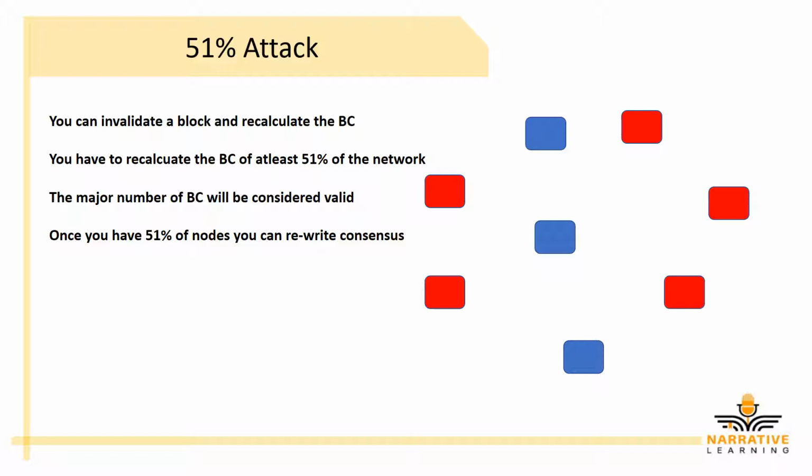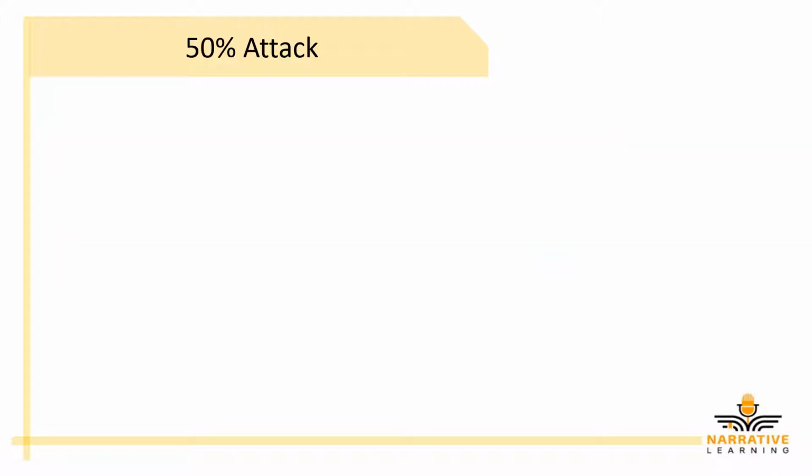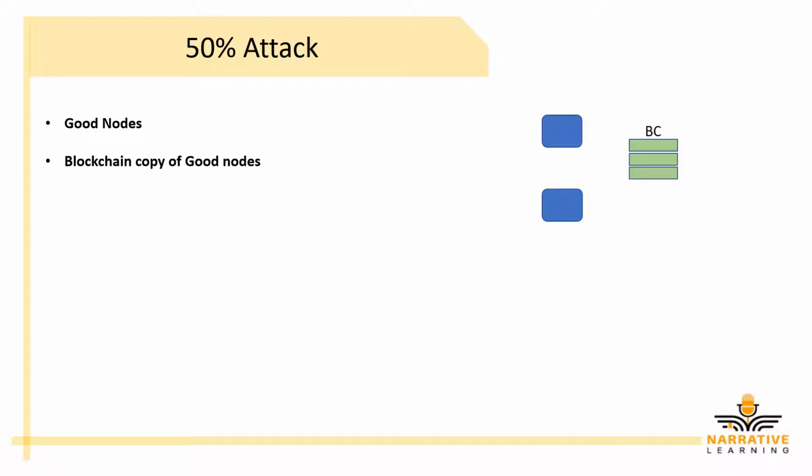So for now, it's really hard to achieve that, but theoretically you can achieve that. Now let's discuss the 51% attack in more detail. Consider this is your network with multiple nodes. The blue nodes are the good nodes. Each of these good nodes have their own copy of the blockchain.